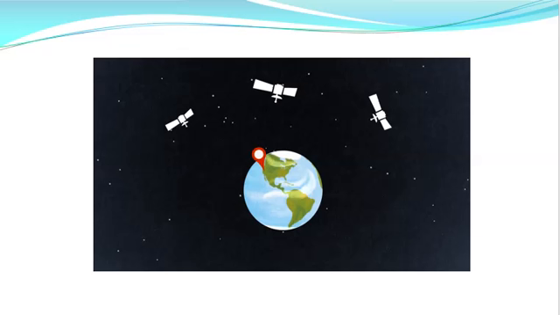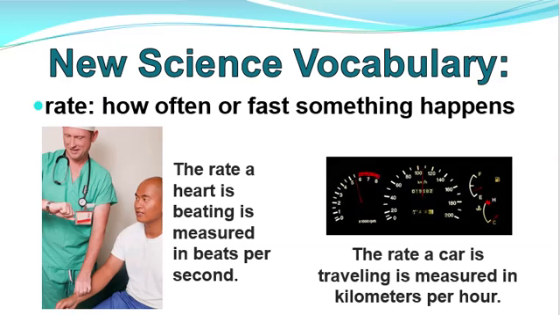A moment ago you watched this video, and while you were watching this video you heard this new science vocabulary word, so I wanted to take a second to define it. Rate just means how often or fast something happens. There's two examples on this slide. One of them shows two medical students, and one of them is finding the pulse of the other medical student.